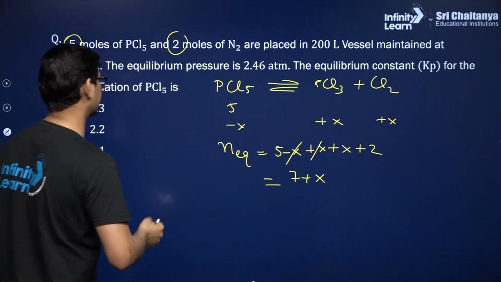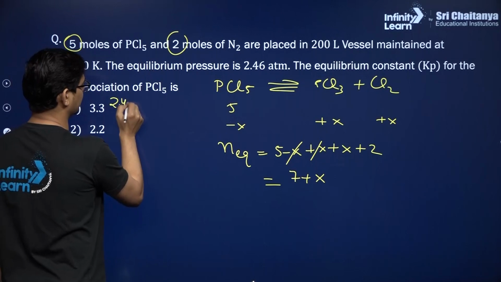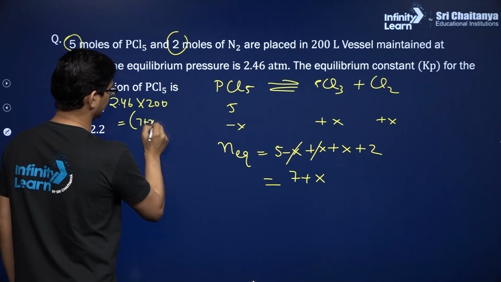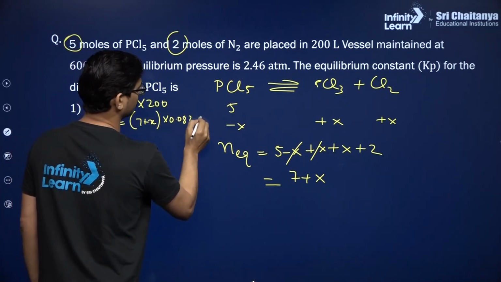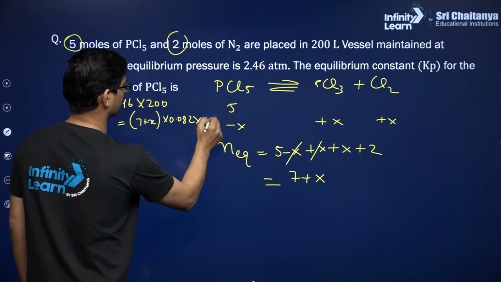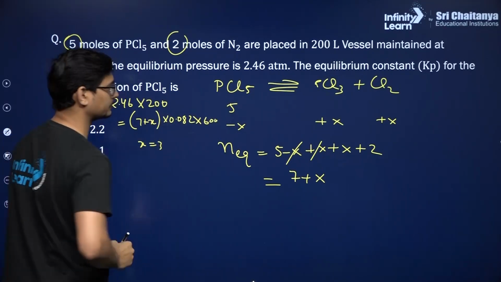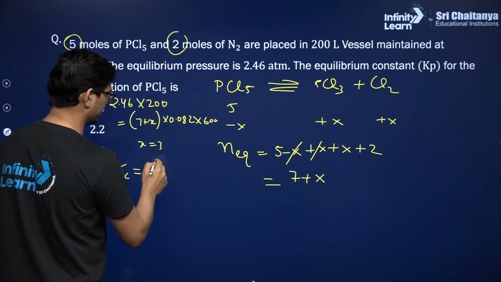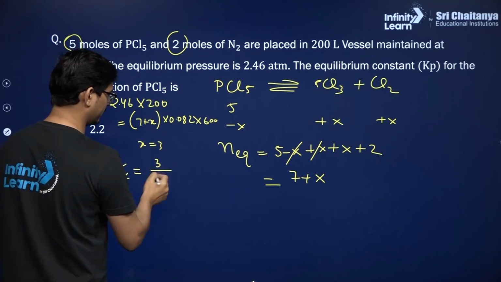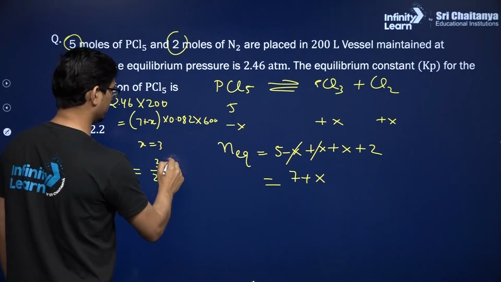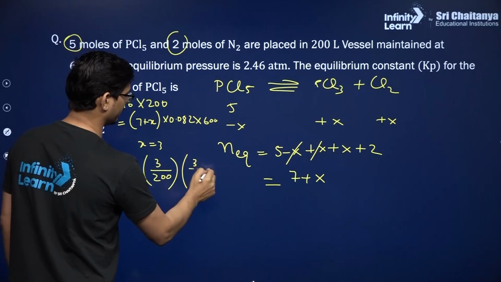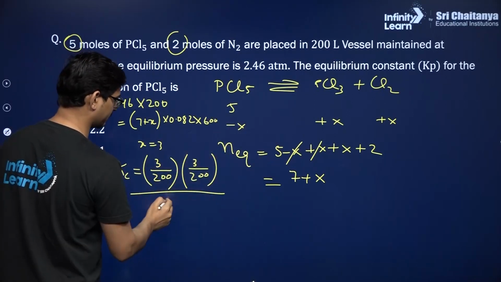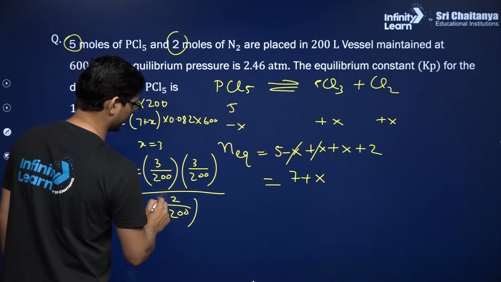Now we will use the ideal gas equation. Total pressure is 2.46, volume is 200 liter, number of moles is 7 plus x, R is 0.082 and temperature is 600. So when you solve, x will come out to be 3, right. Now you can calculate Kc, the concentration of PCl3, which is number of moles, 3, divided by volume 200, right. Similarly for Cl2, 3 divided by 200, and the concentration of PCl5 will be 5 minus x, 5 minus 3 is 2, 2 divided by 200, right.